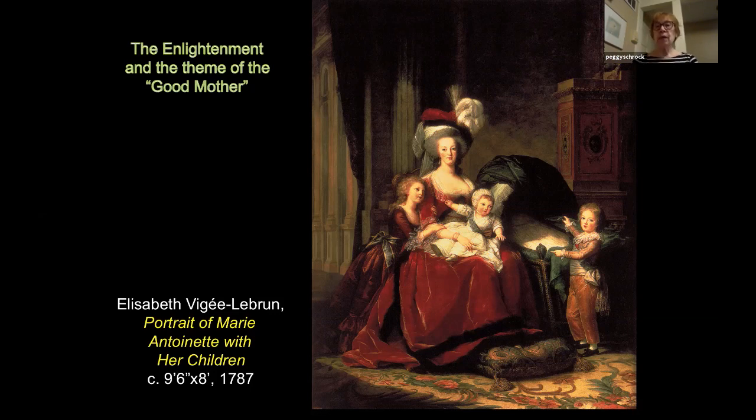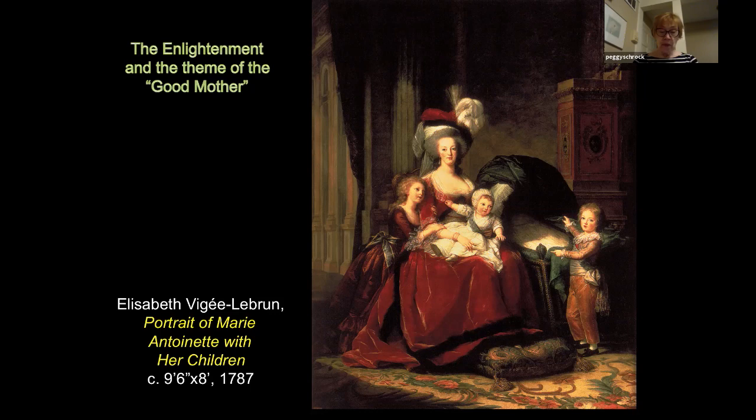Should you give them away to somebody else to raise, like a governess, and not see them until they're adults? Should we send them away to school? This is all being talked about. And so she was being criticized for being a bad mother. So she commissioned this painting very intentionally to counteract that argument, to be seen as a good mother.